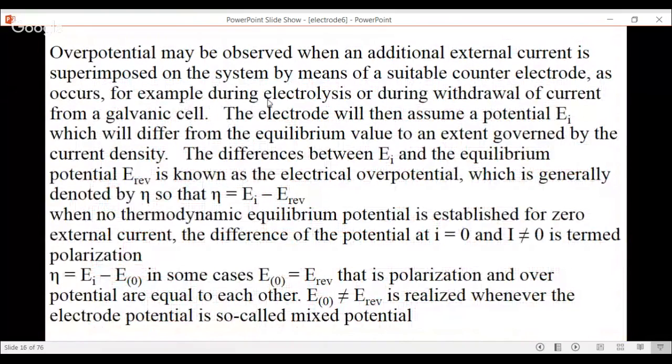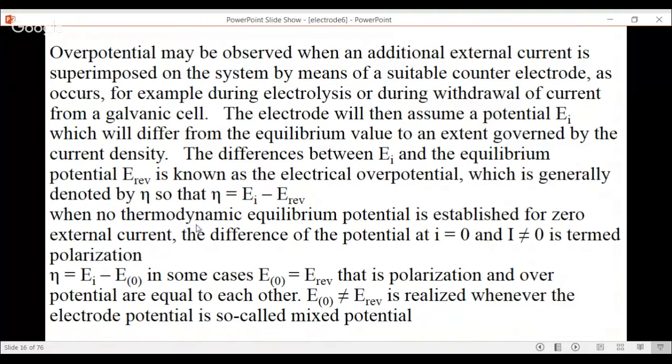For example, during electrolysis or during withdrawal of current from a galvanic cell, the electrode will then assume a potential EI, which will differ from the equilibrium value to an extent governed by the current density. The difference between EI and the equilibrium reversible potential is known as the electrical overpotential, which is generally denoted as eta is equal to EI minus E reversible.